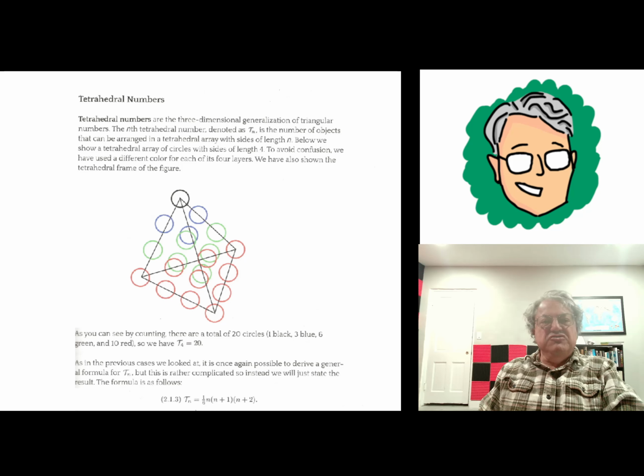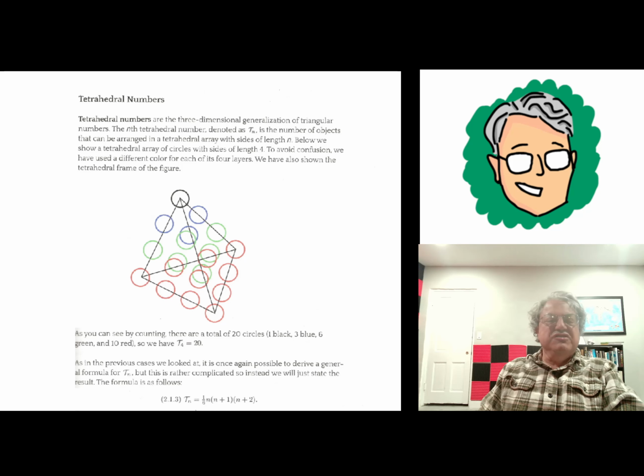In general, if you wanted to do it in k dimensions, you would have n times n plus 1 times n plus 2, and so on, up to n plus k minus 1. That's in the numerator, that's k terms. And then you divide the whole thing by k factorial. You'll just have to take my word for that. But that is the kth dimensional generalization of the tetrahedral numbers, or triangular numbers, if you like.